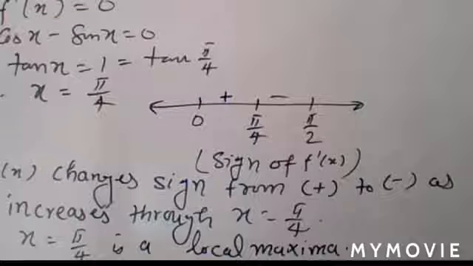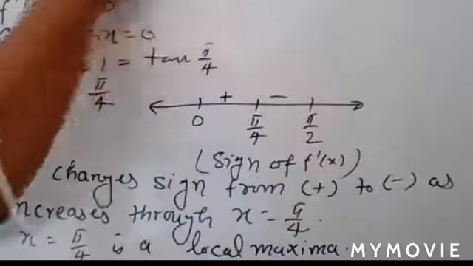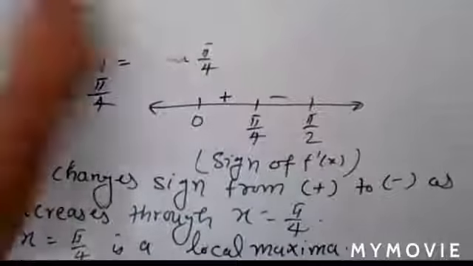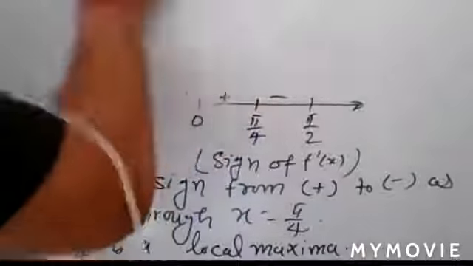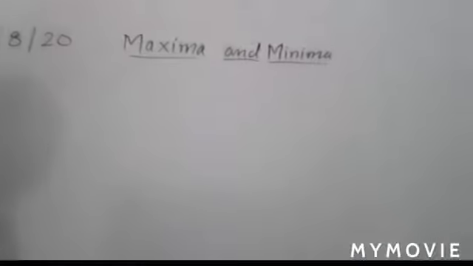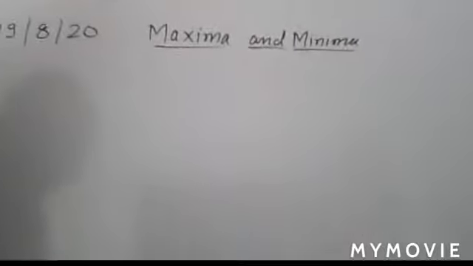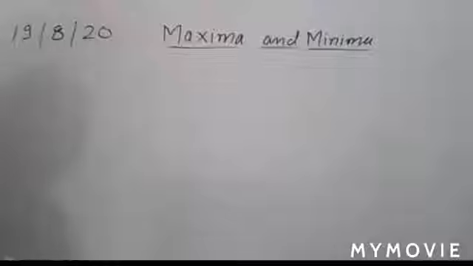Now you write second derivative method. Here I will give you the working rule for finding the local maxima and local minima with the help of the second derivative method.